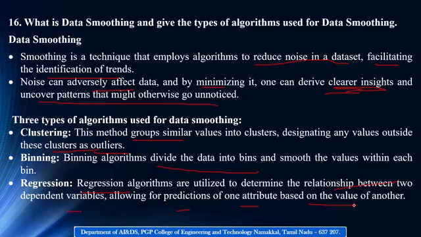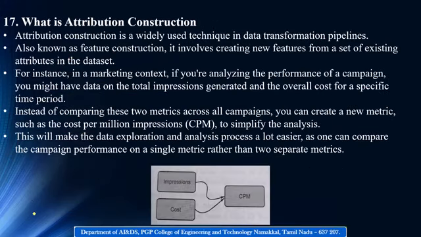Okay, clustering, binning, and regression. The next question is, what is attribution construction? So very simple. What does attribution construction mean? Creating a new variable or a new field. Or in a way we can say creating a new feature. A new feature will be created. So this is attribution construction.